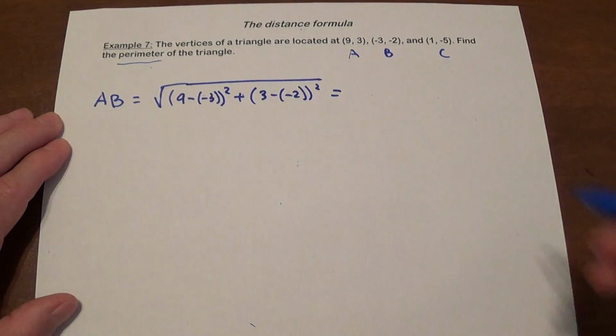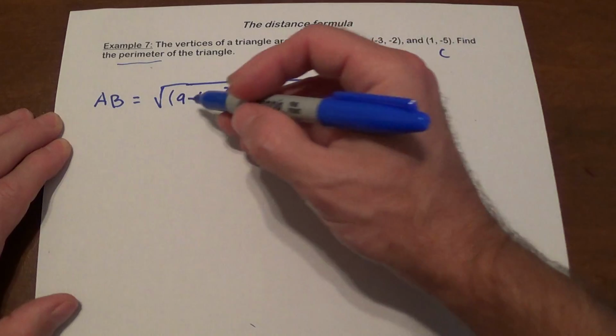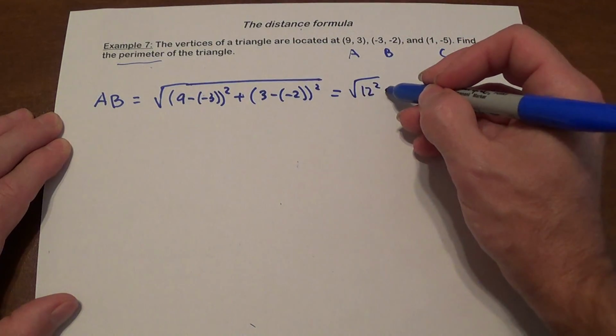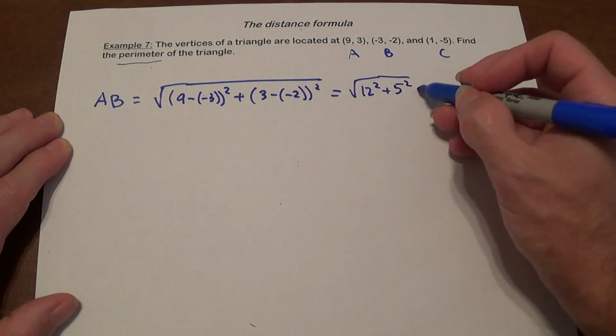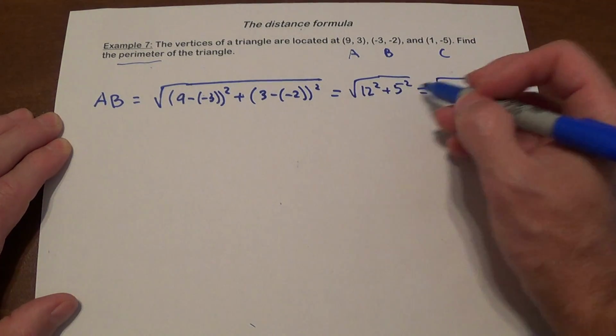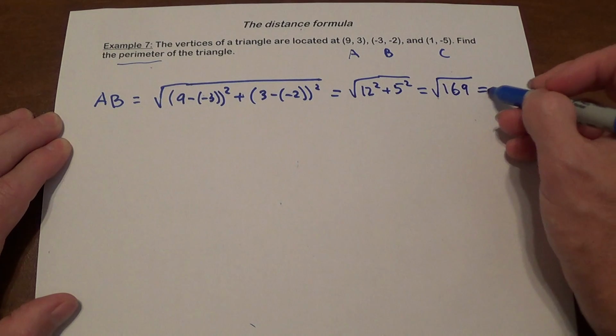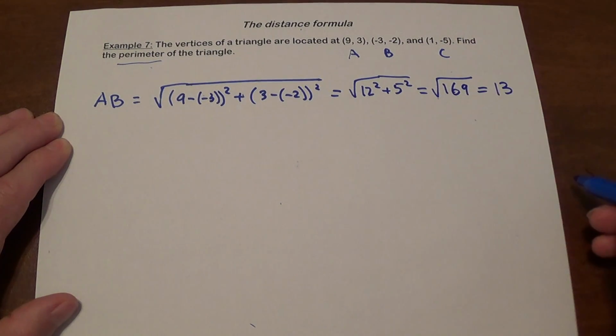Let's go ahead and figure that one out. So it's going to be the square root of 12 squared plus this is 5 squared, which is going to be the square root of 144 plus 25, 169, and that's going to be 13.